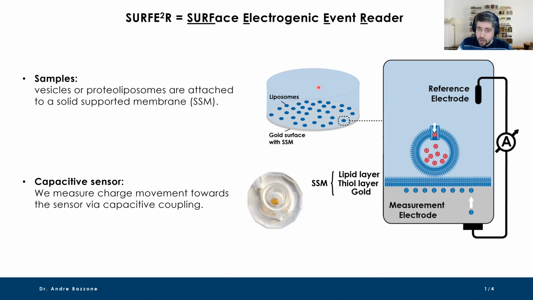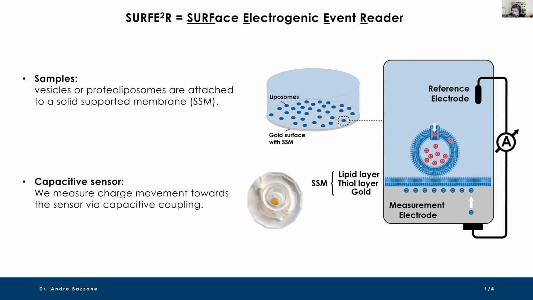So you actually have millions of liposomes, vesicles attached to the sensor, and these are measured at the same time. And this leads to the possibility to measure even slow transporters. So signal to noise is superior compared to patch clamp. We actually have capacitive sensors, so we are measuring charge movements across the sensor via capacitive coupling.